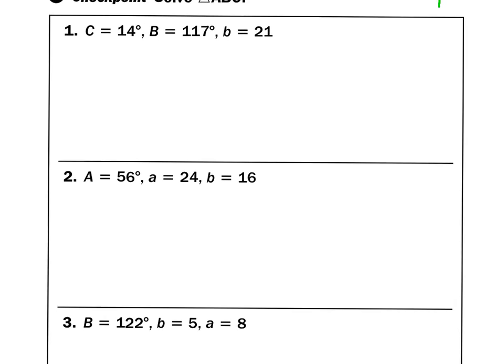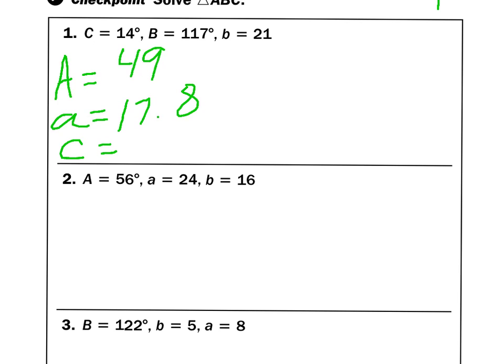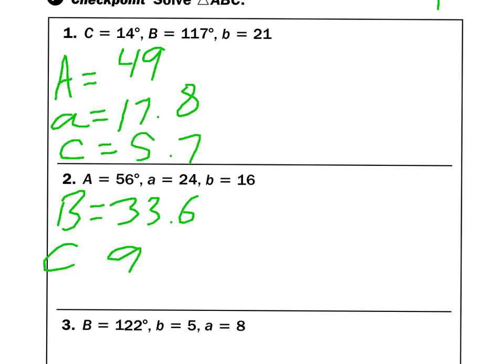I'm going to let you guys work through these, and you're just filling out the triangles A, B, and C. And hopefully you get these 4 solutions. Hopefully you found that big A equals 49, little a equals 17.8, and little c equals 5.7. On number 2 there, I hope you got big B was 33.6, and big C was 90.4, and little c was 28.9.